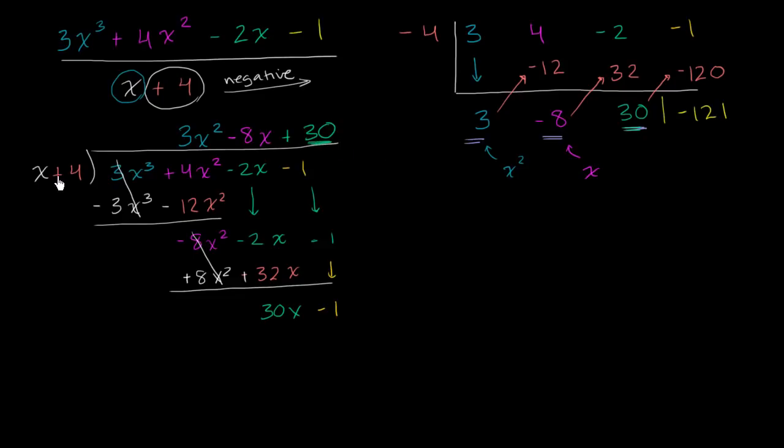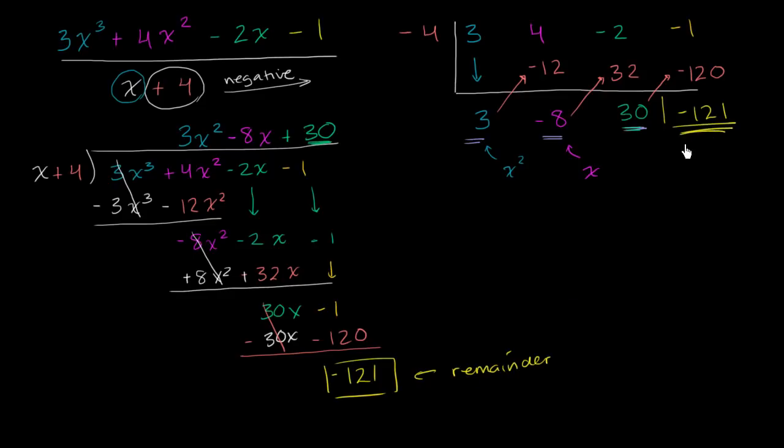And then we multiply. 30 times x is 30x. 30 times 4 is 120. And then we are going to subtract this from that. So we get negative 1 minus 120 is negative 121. Negative 121, which right over there is our remainder, which is exactly what we got over there.